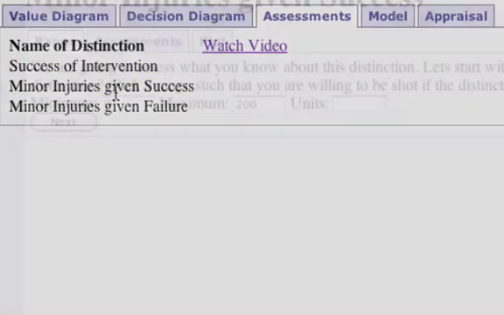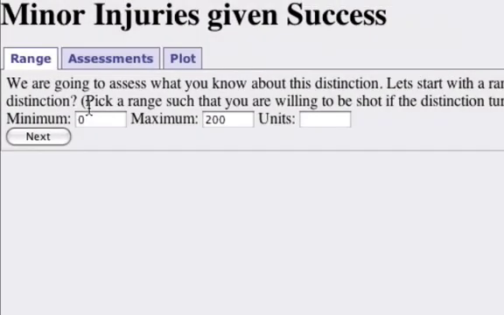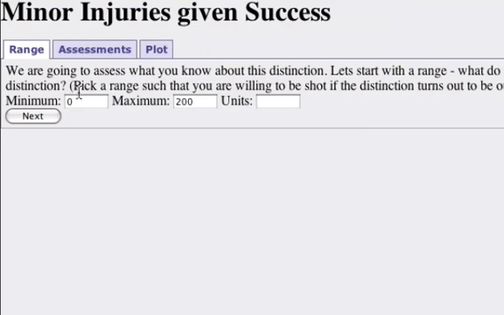So going back here, let's do minor injuries given success. The first thing we are asked to do is to pick a range. What do we think the minor injuries are going to range from? I'm kind of happy about this range, 0 to 200. The important thing to remember is that when we declare a range, what we're really saying is we are willing to be shot if the distinction resolves to something that's outside the range.